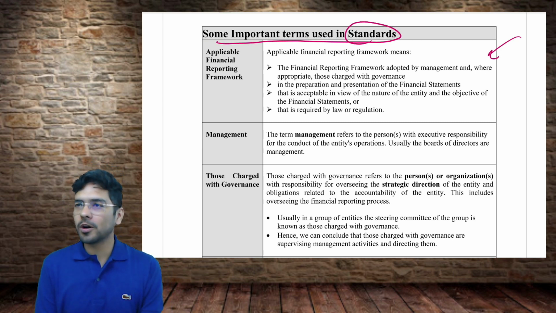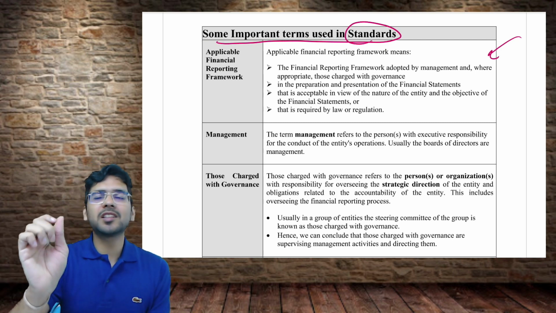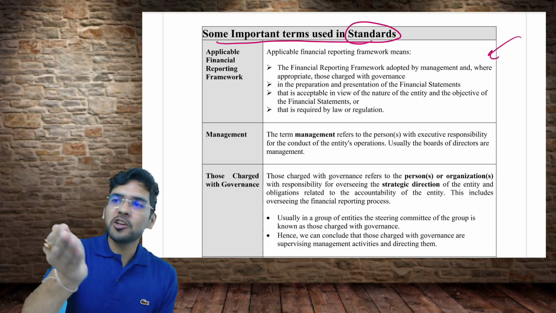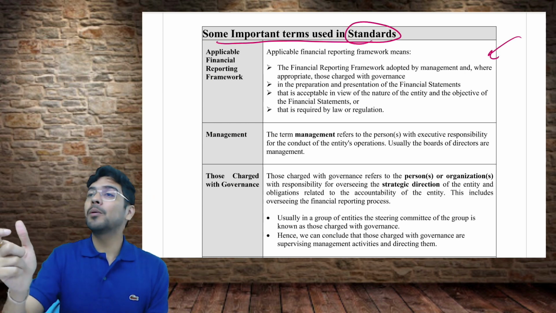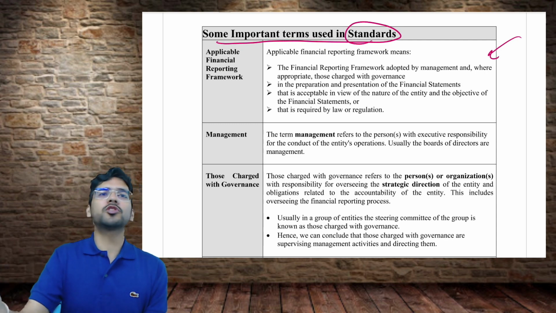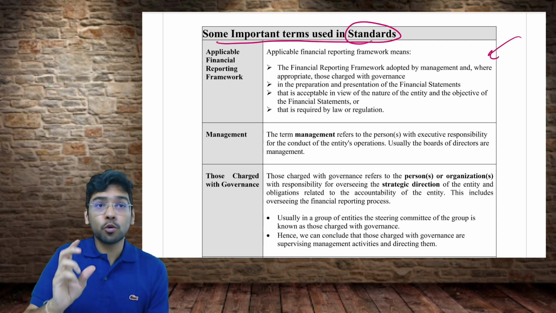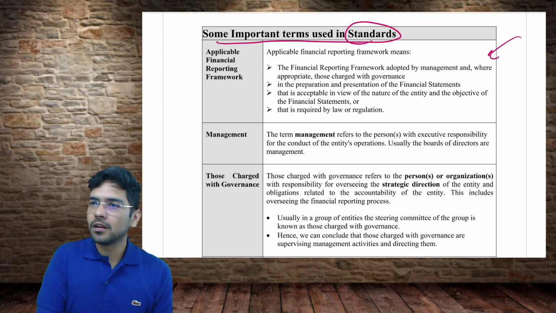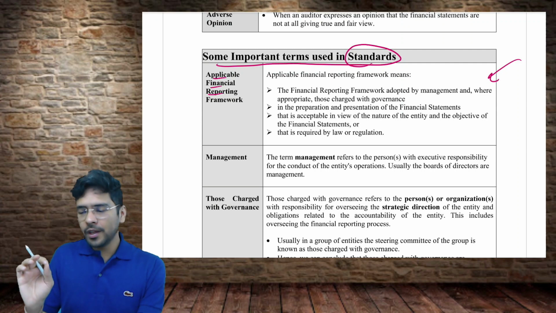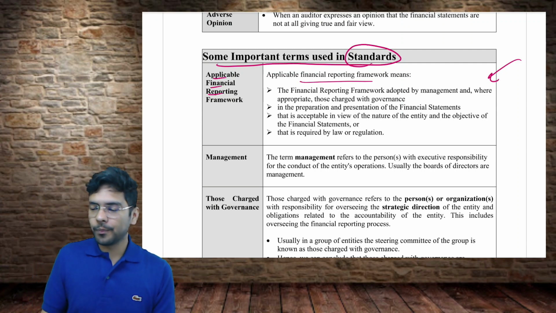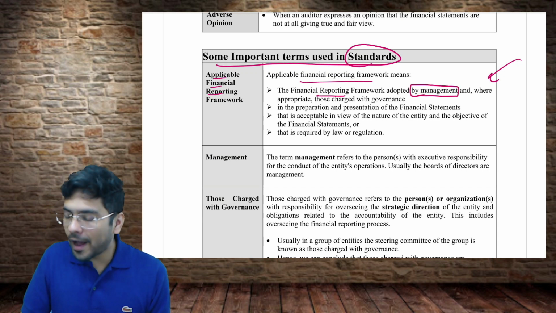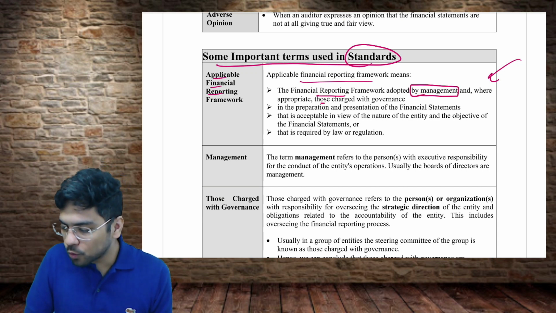Okay, now the first word that I'm going to take up is applicable FRF, financial reporting framework. Though we have discussed this word, but in layman's terms, again, if I say, can I say it in this way? FRF is basically the set of rules which management should be following when they are preparing the financial statement. I have told you it is the responsibility of the management and those charged with governance to prepare the financial statement. So who should be ideally following the FRF? Management, right? But again, what is FRF here? Please understand, it says, okay, applicable financial reporting framework. It says the financial reporting framework adopted by whom? Management, and where appropriate, the word is what?